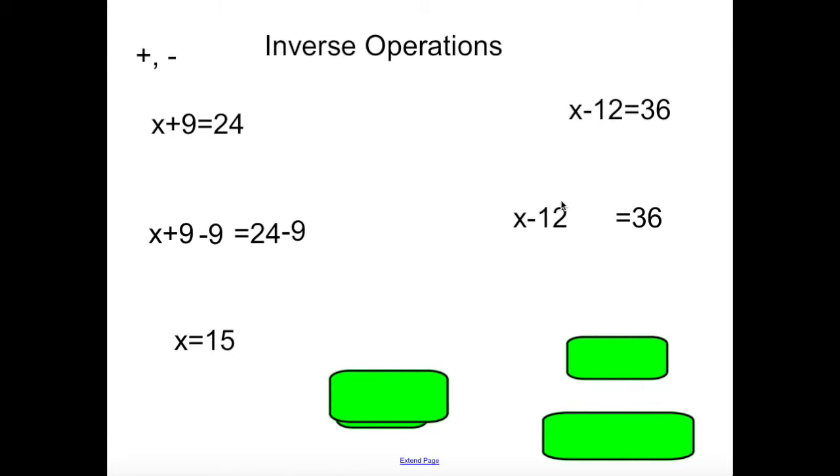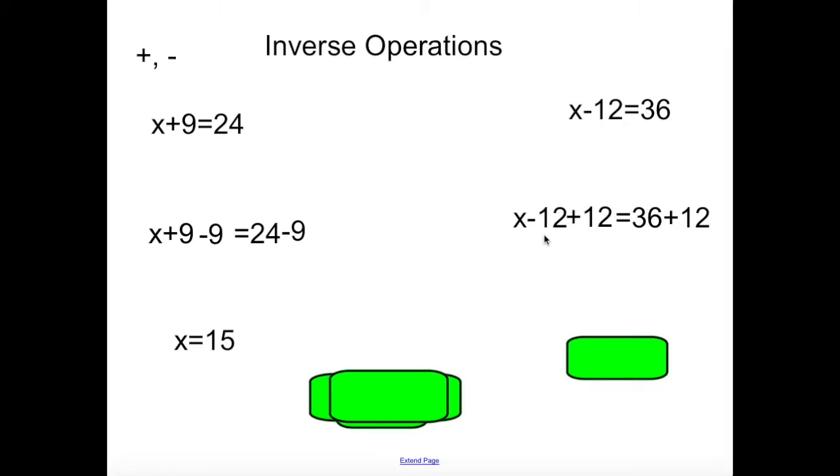Now let's dive into this guy. x minus 12 equals 36. Just as we subtracted 9 over here, we're going to add 12 to this side, because that is the inverse of subtracting 12. So x minus 12 plus 12 is what we want to do on the left hand side, and 36 plus 12 is what we want to do on the right hand side. Now minus 12 and plus 12 will cancel out to just leave x, and 36 plus 12 will give us x equals 48.